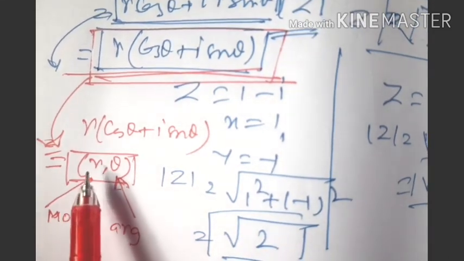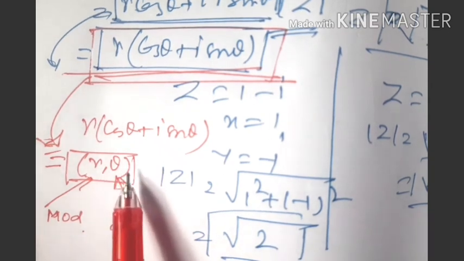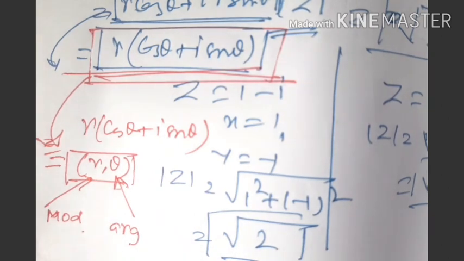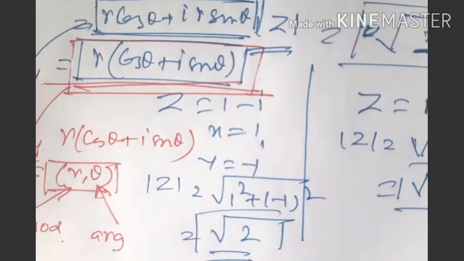We already know the process of how to get the modulus, but we don't know how to get the argument, or in other words, the amplitude. So now we'll learn about this.